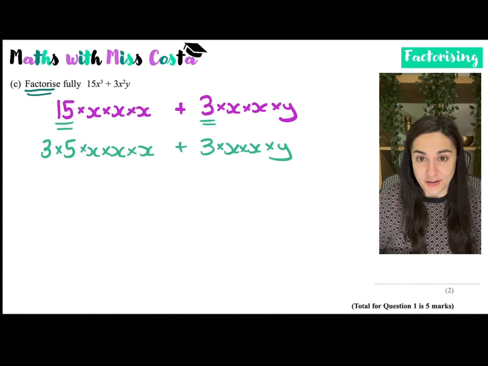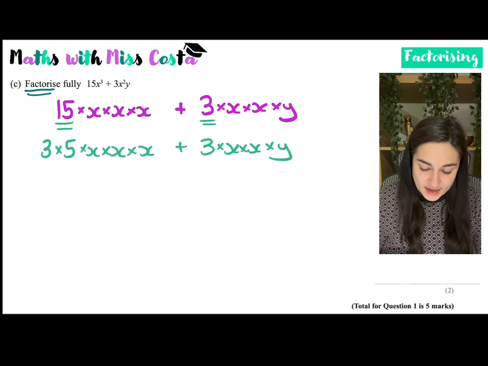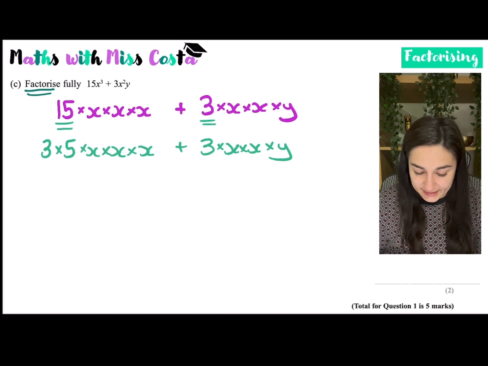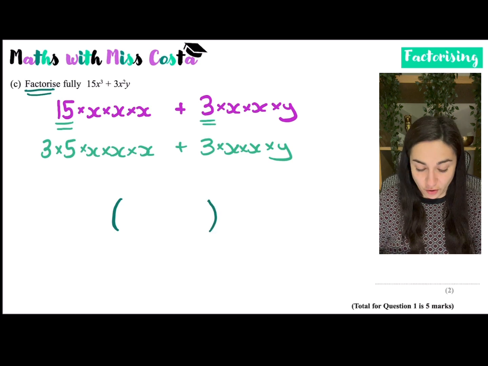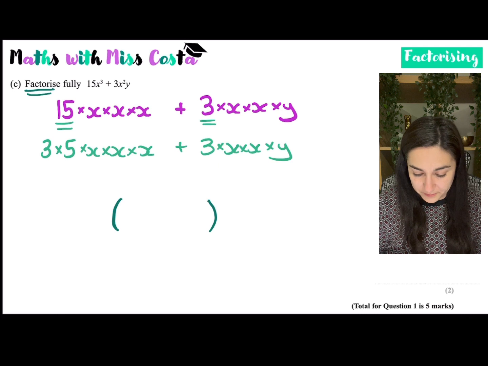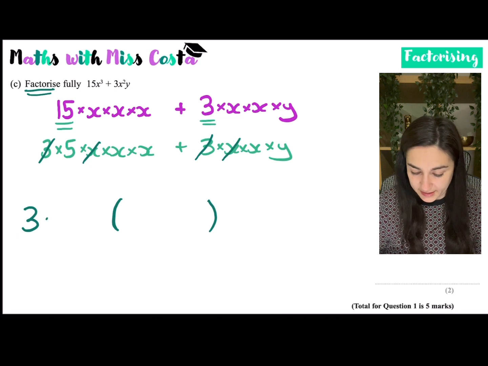So anything they have in common you pull out and put outside of the bracket, and anything that's left goes inside the bracket. So I know I'm going to put things in brackets, and I'm going to pull out the largest thing they have in common. They've got 3 in common, so I can put that outside the bracket. Then they've got x in common, so I can put that outside the bracket. And there's another x in common, so I can put that outside the bracket as well.